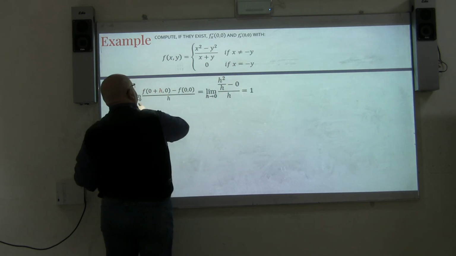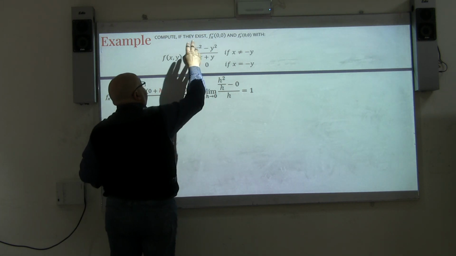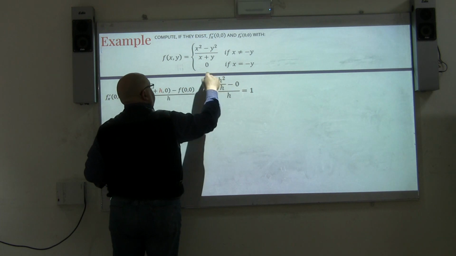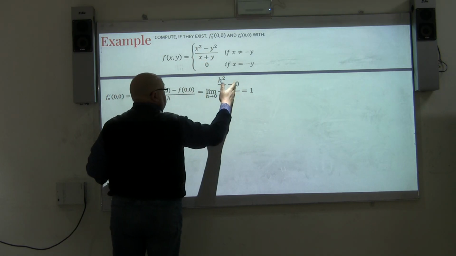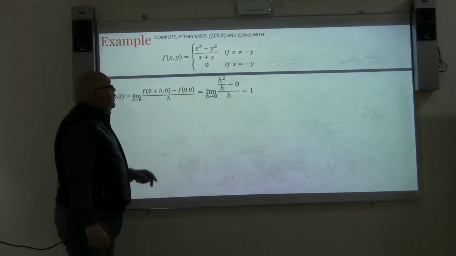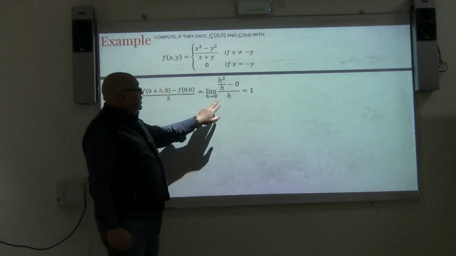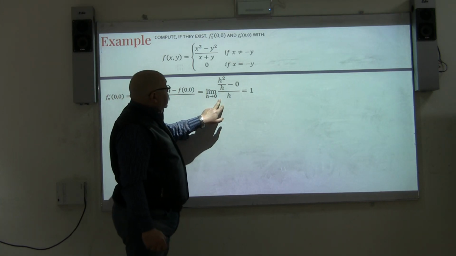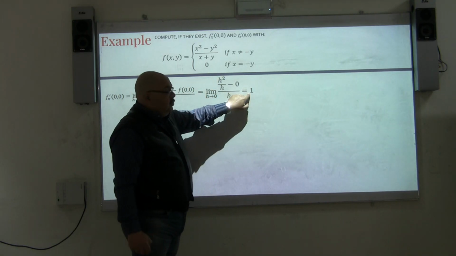And the value of the function at the origin is going to equal 0 and 0, so it's going to equal 0, as you can see. When x equals negative y, then the result will be zeros, as you can see. So from this relation, you will have h squared over h, which is going to be just h over h, the result will be 1.